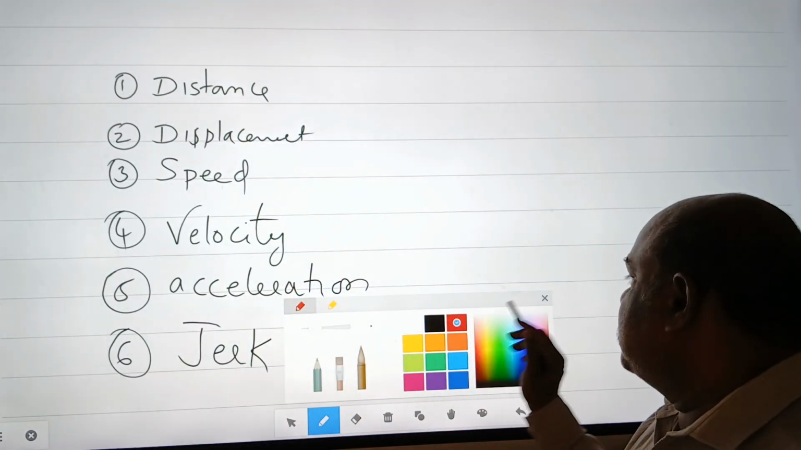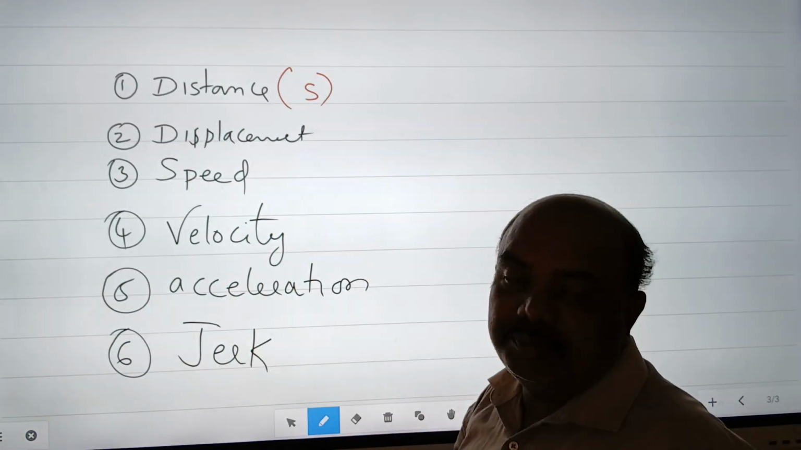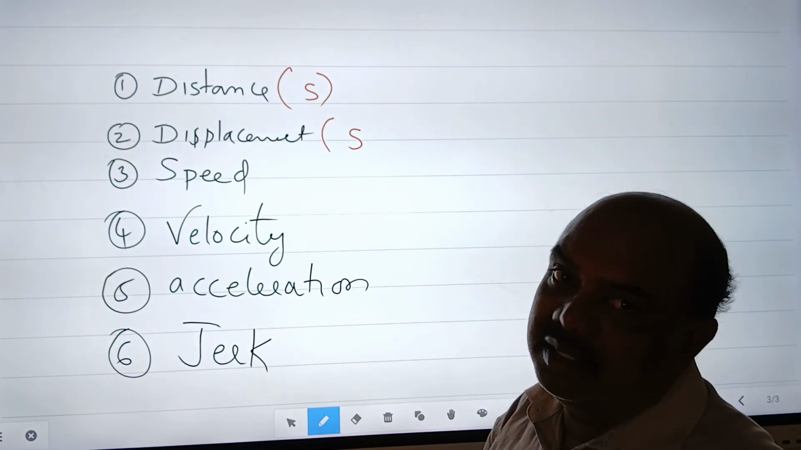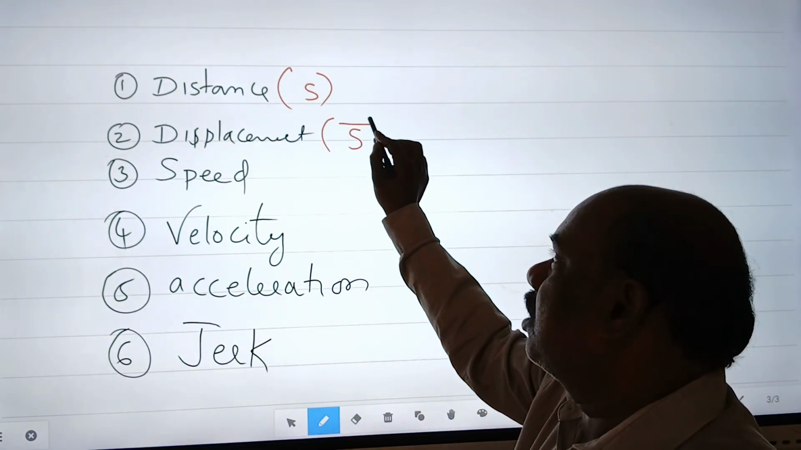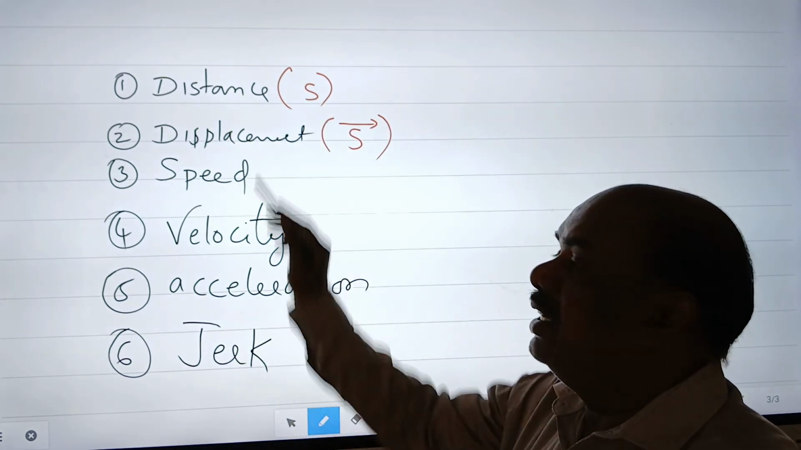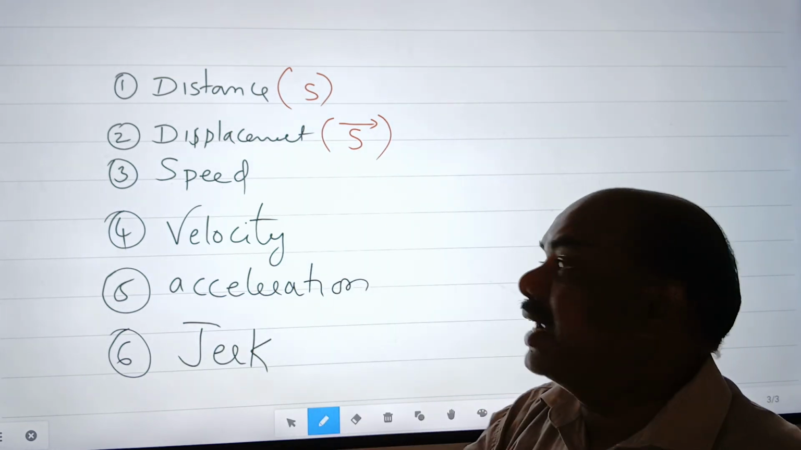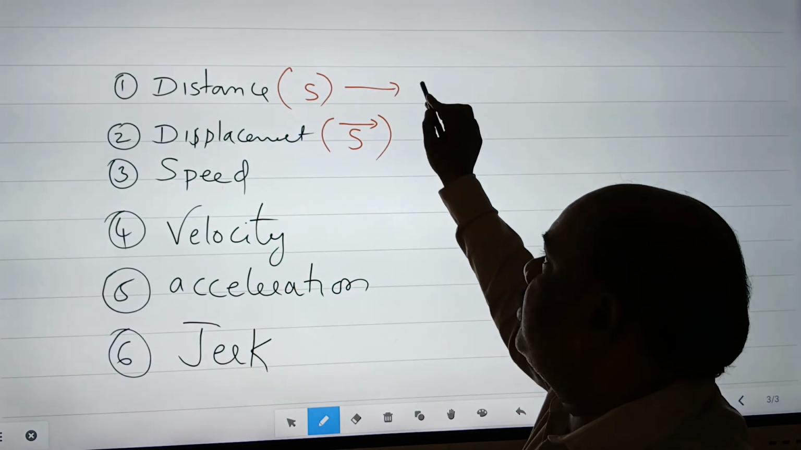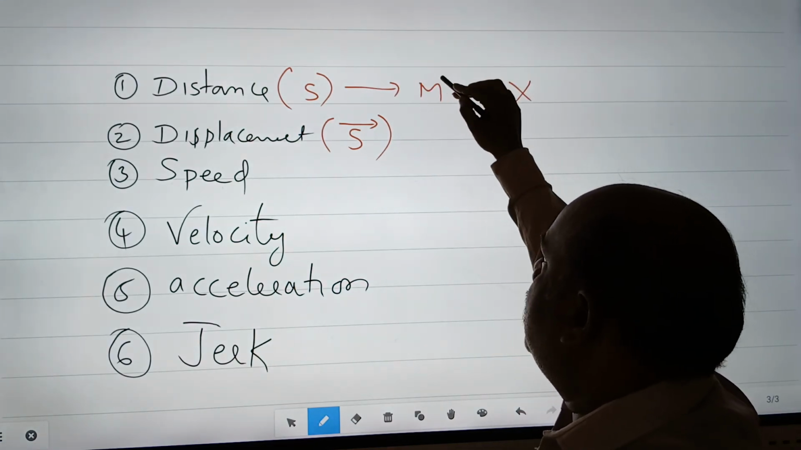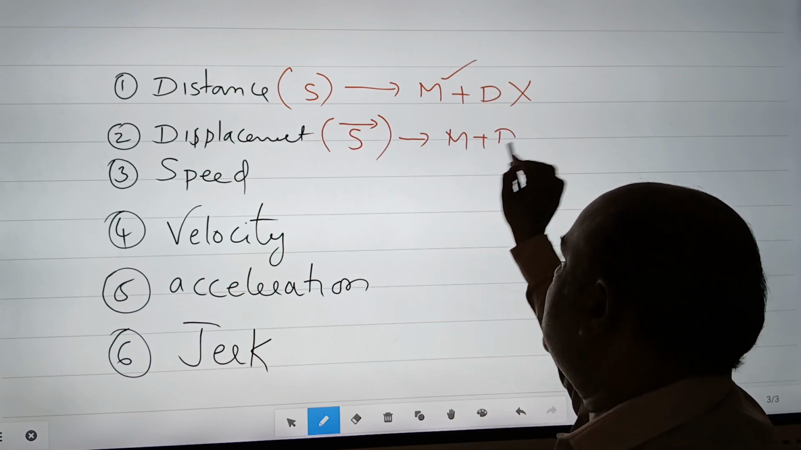What is meant by distance? Before going to all the definitions, distance is denoted by s, or in some textbooks it is given as x. Displacement is also s. Then what is the difference, sir? Put a bar. What is meant by bar? It is a vector; distance is a scalar. Distance has no direction, only magnitude. If a physical quantity has only magnitude but no direction, that is called distance. Displacement has both magnitude and direction.